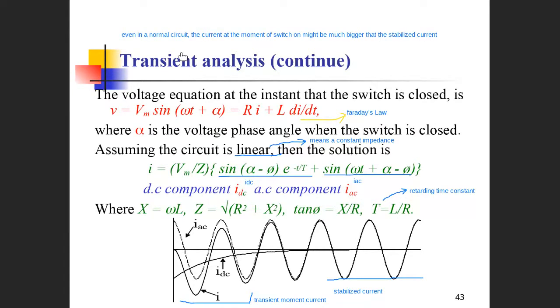So even in a normal circuit, the current at the moment of switch on might be much bigger than the stabilized current. That is the case, right? Which will be harmful to the circuit's health. So in practice, particularly when there is a very big current in a distribution system, you should be careful when you switch on.